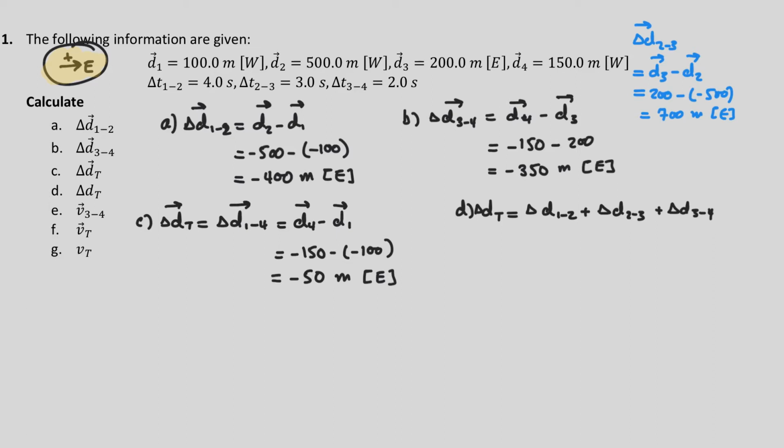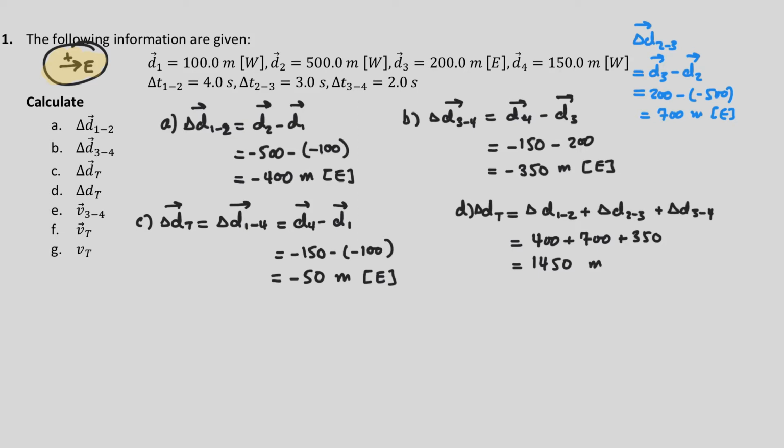Remember that when you're doing distance, you don't need to care about direction. So from 1 to 2, again, is positive 400. From 2 to 3, I'm going to use 700. And for 3 to 4, 350. When I put all of that in my calculator, I should get 1450 meters, and I don't need a direction for this.